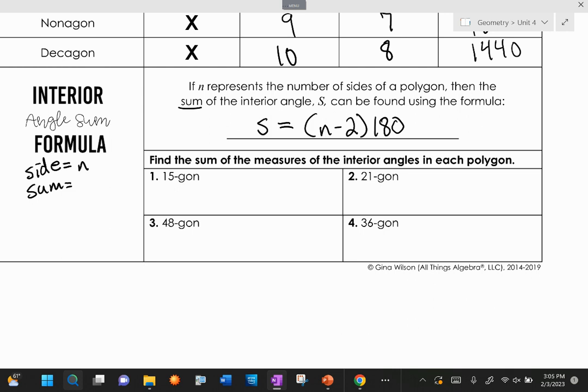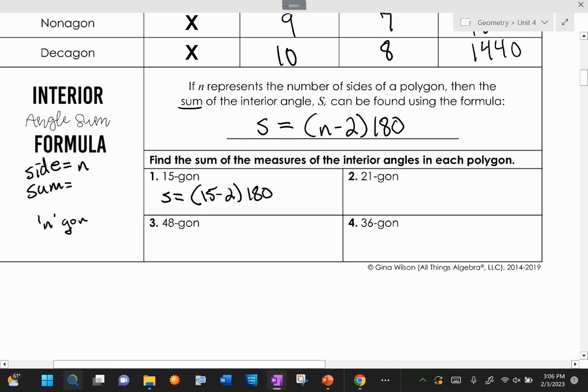After that, it's an n-gon, like an nth-gon, okay? And so you're just filling in the number. So a 15-gon is going to be how many sides? 15, okay? So if we're writing the formula out, it's going to be S equals 15 minus 2 times 180.